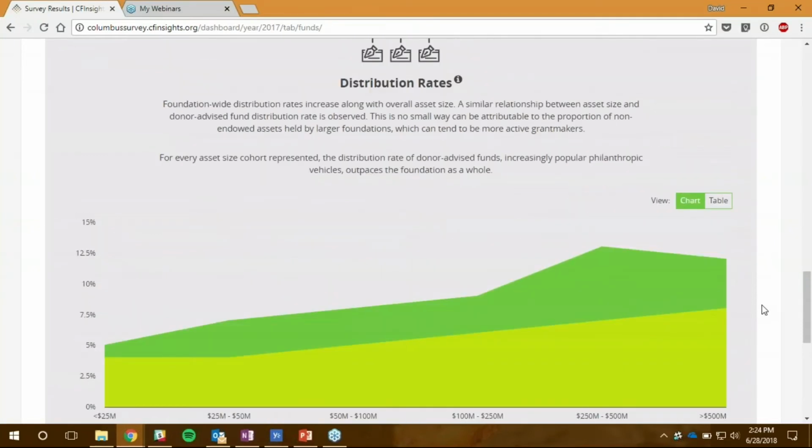I mentioned this earlier when we were looking at the top 100 community foundations over time, but grant making is increasing. Grant making activity is on the rise. This is in no small part due to the activity of donor advised funds, which in almost all cases have a higher distribution rate than the foundation as a whole.